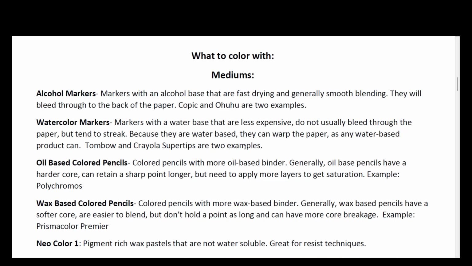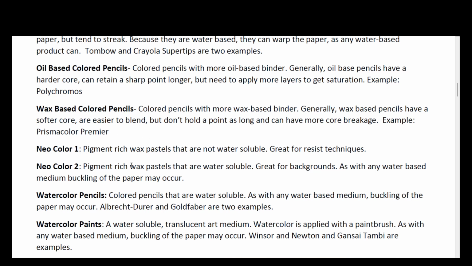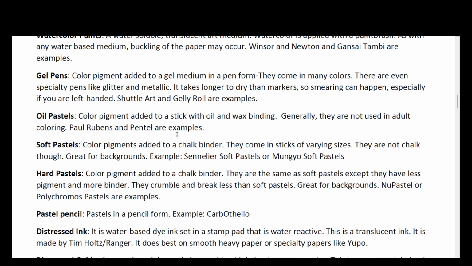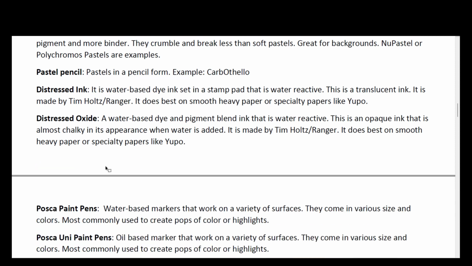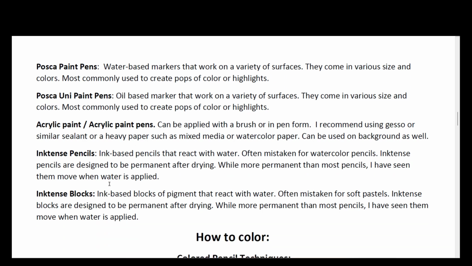Watercolor markers, the pros and cons. Alcohol-based pencils, your Polychromos versus the Prismacolor Premier. Going over the difference between Neocolor 1 and 2. Watercolor pencils versus watercolor paints. Gel pens, oil pastels, soft pastels, hard pastels, pastel pencils, even specialty items like distress ink and distress oxide, the difference between Posca paint pens and the Posca Uni paint pens, acrylic paint pens, Inktense pencils, Inktense blocks. So these are the most commonly used in coloring.